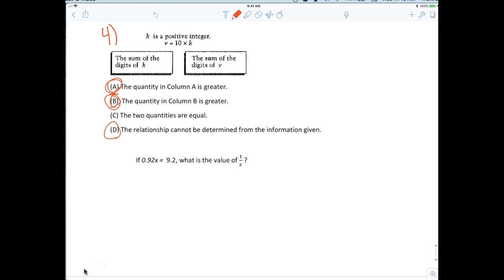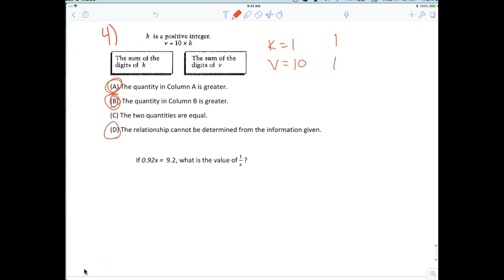Good. Okay, now listen. Again, I'm trying to show you how. You're not supposed to just be able to look at this and say, okay, that's the answer. I would like someone to say, if K is a positive integer, somebody give me a positive integer. Will? 1. All right, so K is equal to 1. Now if K is equal to 1, V would have to equal what? 10. Exactly. The sum of the digits in K. Well, there's only one digit, so that sum would be what? 1.